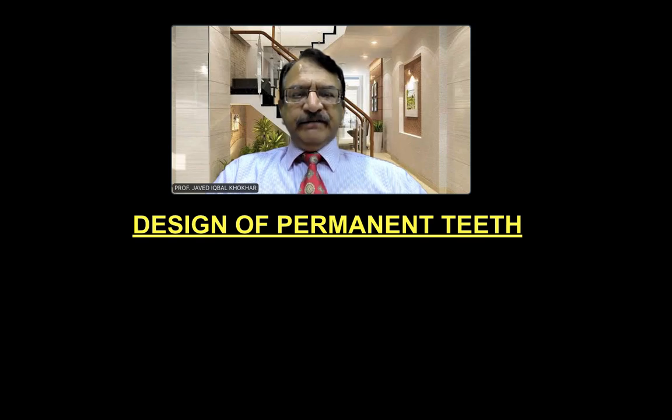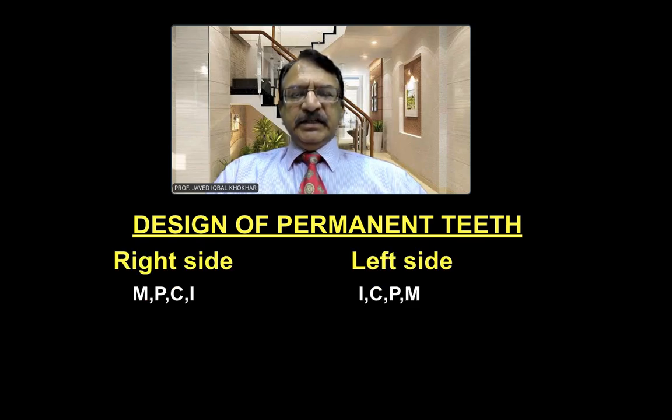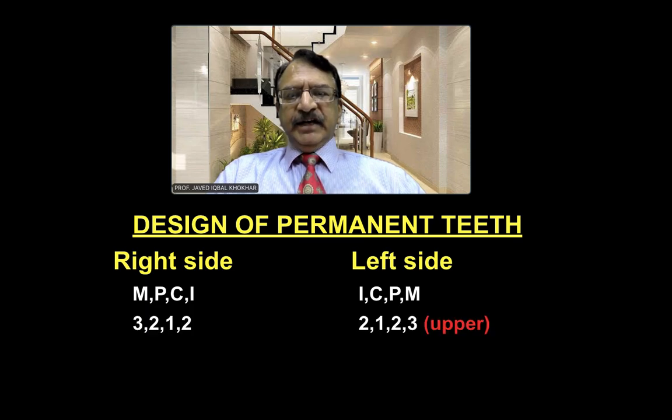So what is the design of permanent teeth? We can see they are labeled as MPCI. M for molar, P for premolar, C for canine, and I for incisors. So on the right side, on the left side, 3, 2, 1, 2 and 2, 1, 2, 3, upper and lower. That means in upper jaw on the right side there are 3 molars, 2 premolars, 1 canine and 2 incisors on the right side, and 2 incisors, 1 canine, 2 premolars and 3 molars on left side.